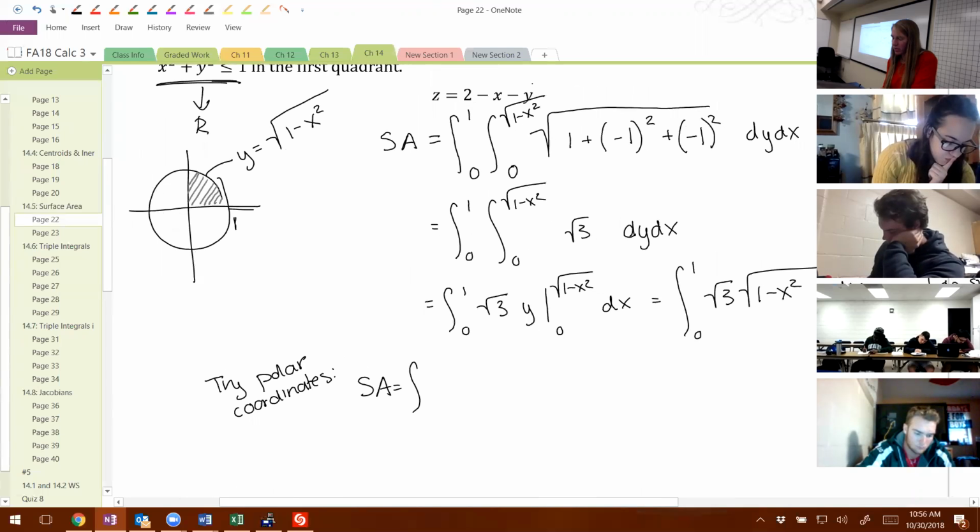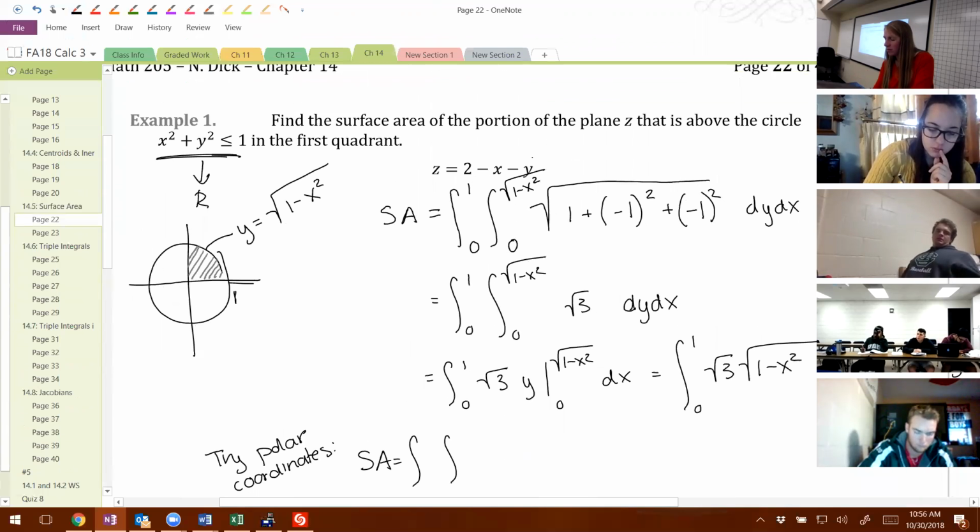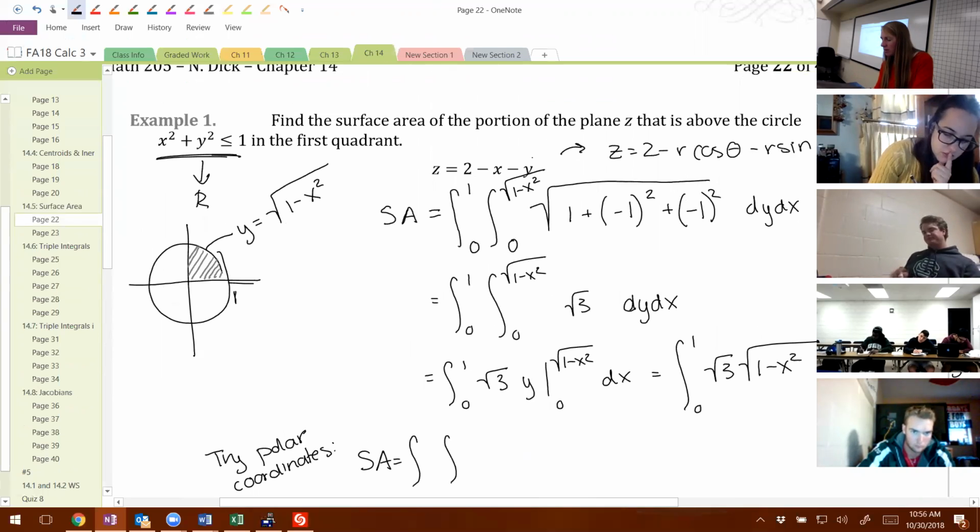It's good to think about the region. So this region in polar coordinates, we'll come to in just a minute. What's going to be the integrand? How are we going to figure that out? 2 minus x is 2 minus r cosine theta minus r sine theta times r cosine theta. Now, that is our z function, but is that going to be our integrand in this case?